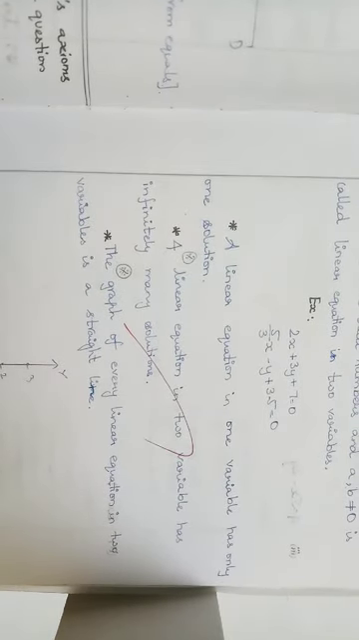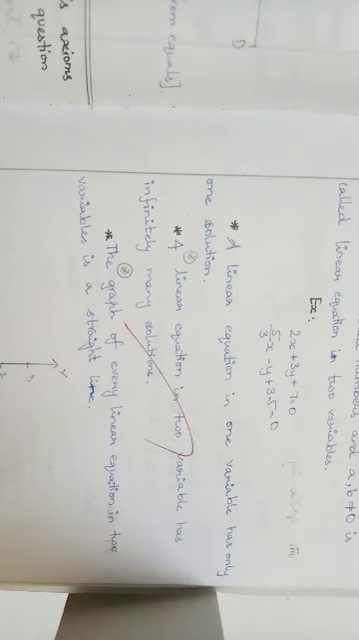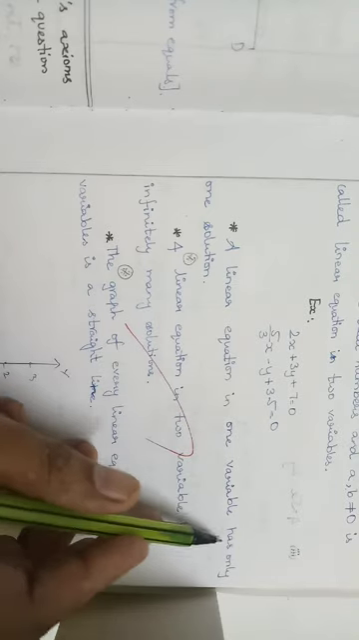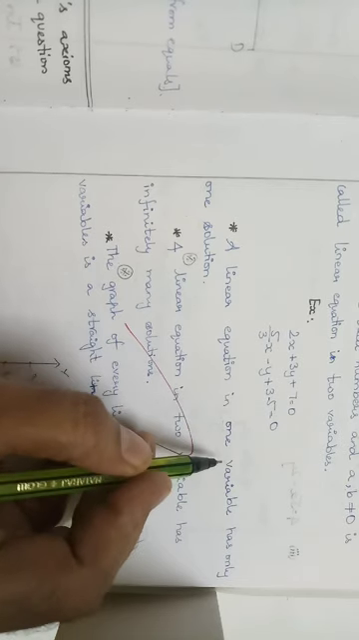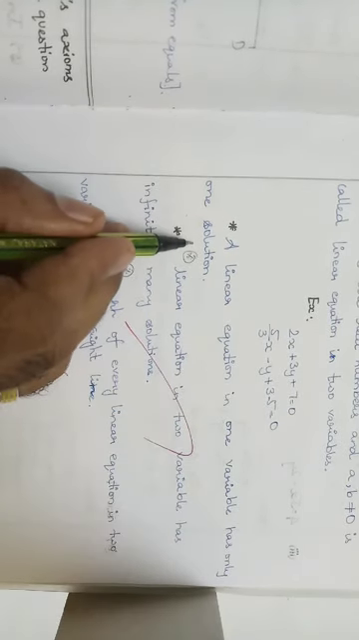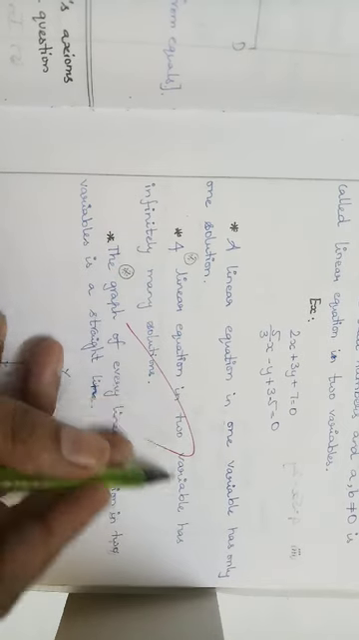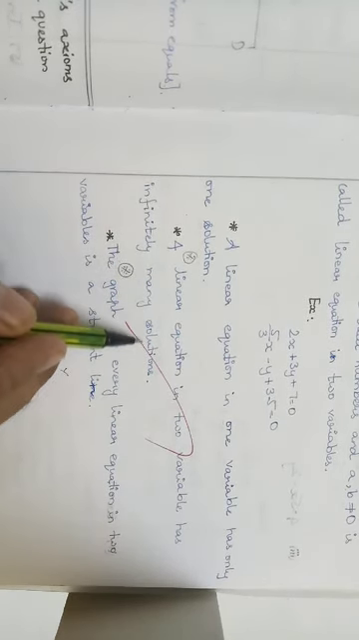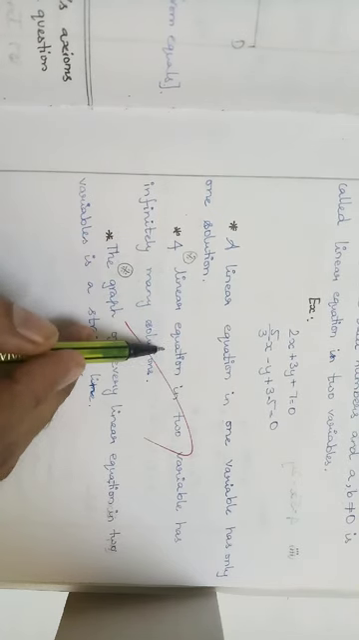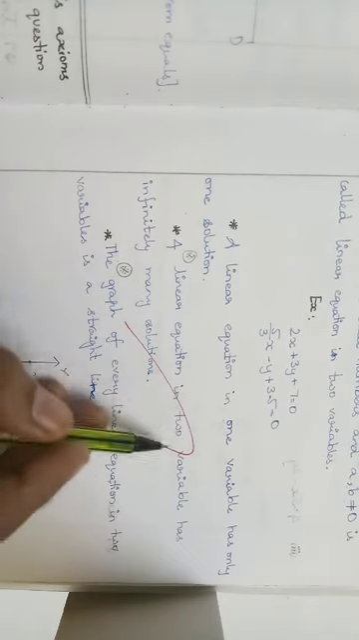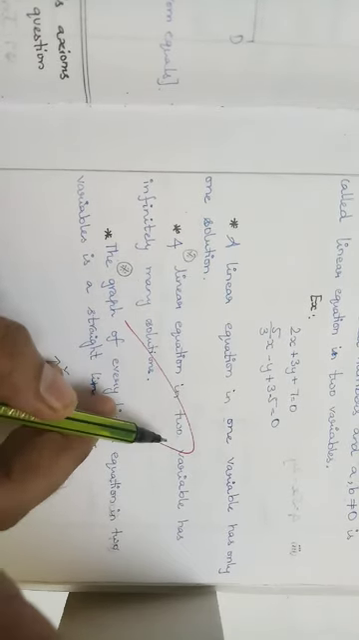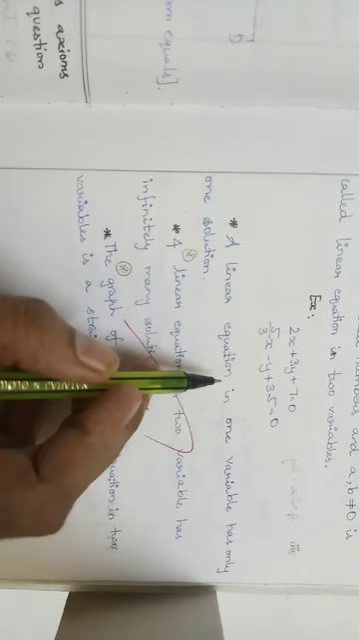And next, a very important note. These three are very important notes. Just keep them in your mind and wherever needed we have to use them, whether it is a 1-mark question or anything else. A linear equation in one variable has only one solution. A linear equation in two variables has infinitely many solutions. So there are an infinite number of solutions for a linear equation in two variables, but only one solution for a linear equation in one variable.